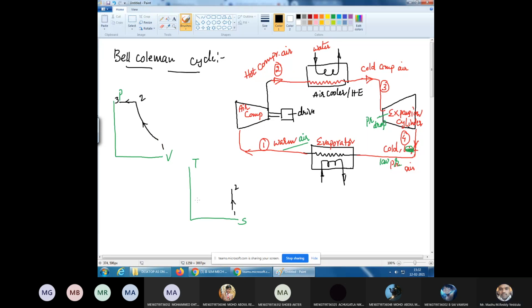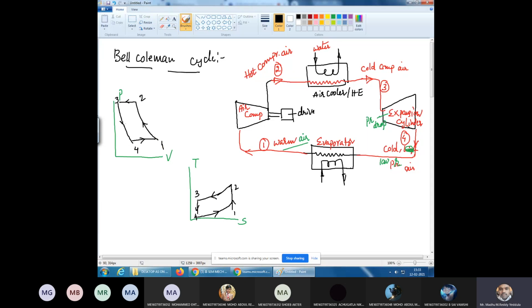How will it be? This is the constant pressure line, 2 to 3. Again, 3 to 4 is the isentropic expansion process. Then 4 to 1 is the constant pressure heat addition process. Here also, 3 to 4 is isentropic and 4 to 1 is constant pressure.